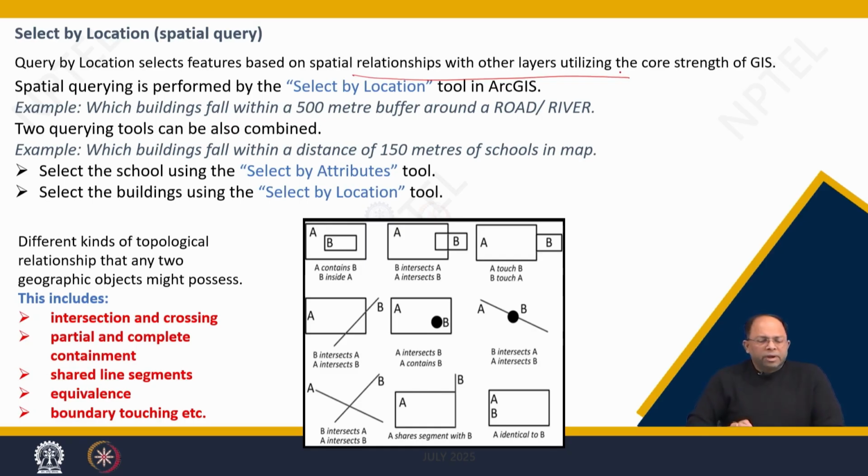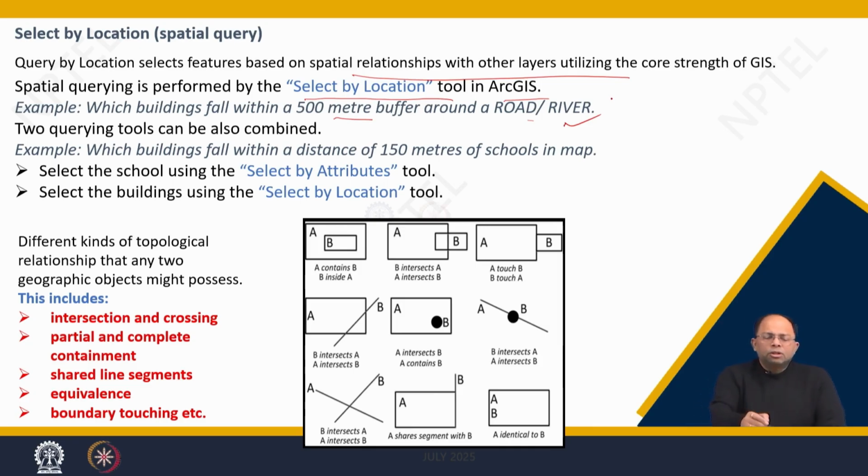So for example, it is performed by using the select by location tool in ArcGIS, and for example, we can ask which buildings fall within a 500-meter buffer around a road or a river. So whatever buildings are within a 500-meter buffer, those would be highlighted. So this couldn't have been done in a normal table, because GIS allows us additional information, and it gives a spatial context, that where is the river, how far away are the buildings. So we can do this sort of analysis, which is very, very unique to GIS, right?